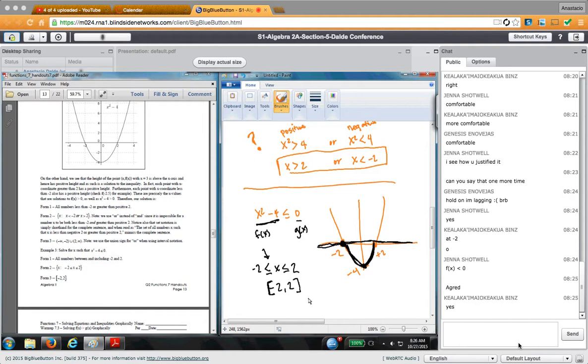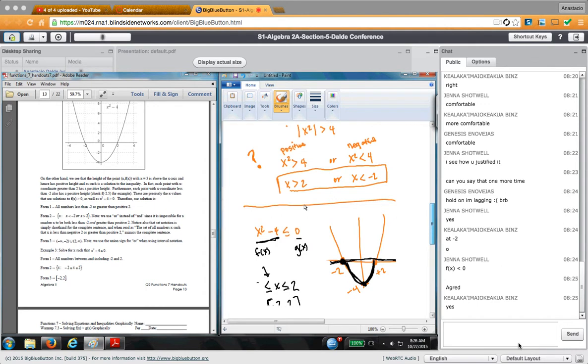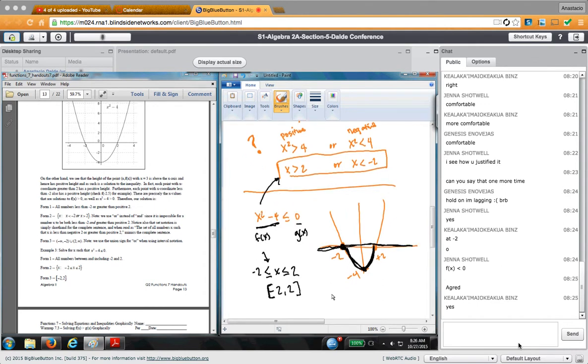So just flipping the sign actually made our answer look drastically different. Our answer up here was almost 2 regions, whereas our answer over here was 1 region. I'm hoping this makes sense to you.